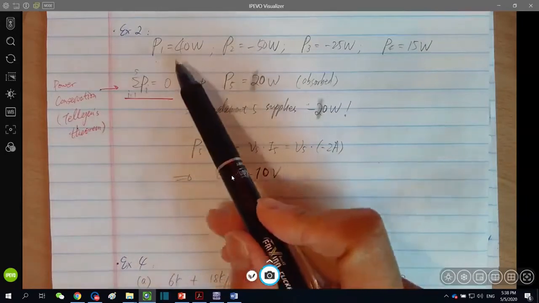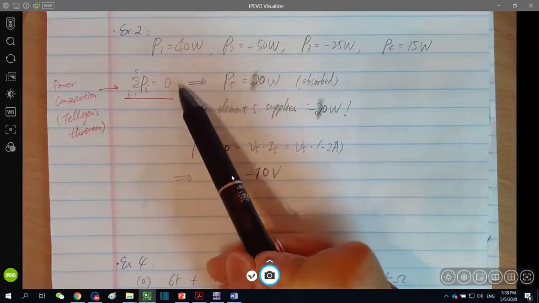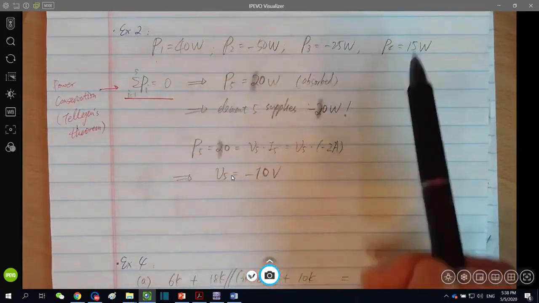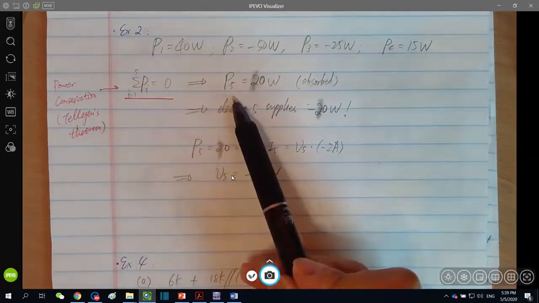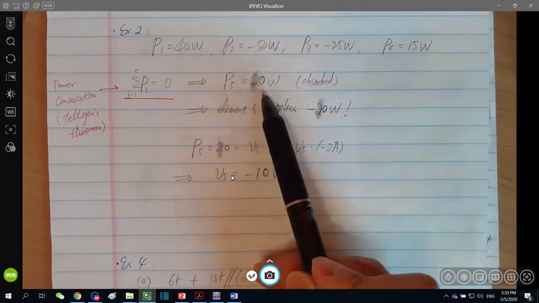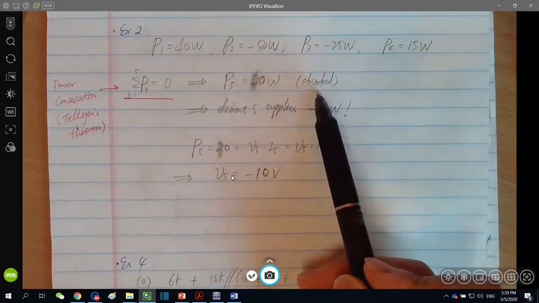So we translate that description into the sign. We should have P1 is positive 40, P2 is negative 50, and so on, so forth. So sum them up, we can come up with power of number 5 is positive 20 watt. Positive power means what? Absorbing, or say consuming.